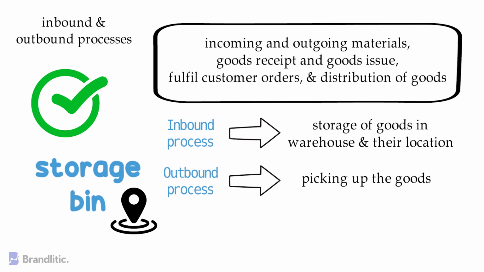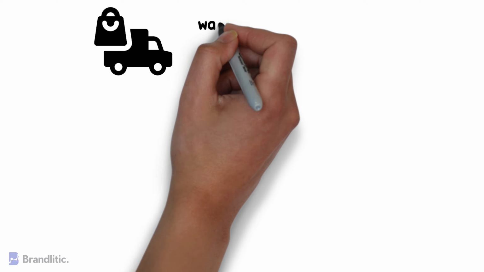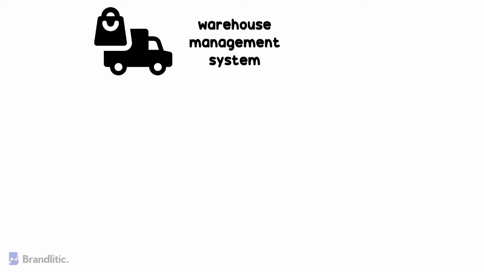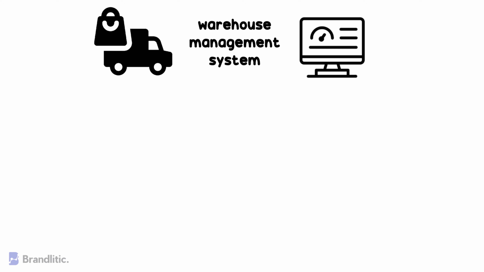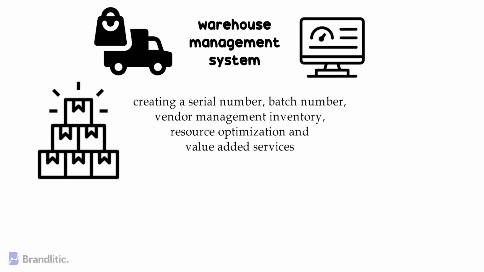Further, with the help of SAP Extended Warehouse Management, all goods movements are controlled by a warehouse management system, and it provides us the tools to monitor warehouse activities as well. Here we can easily manage additional functions in the warehouse like creating a serial number, batch number, vendor managed inventory, resource optimization and value added services. The SAP EWM allows us to not only monitor the quantity of goods in the warehouse but also manage other critical functions and delivery of goods efficiently.